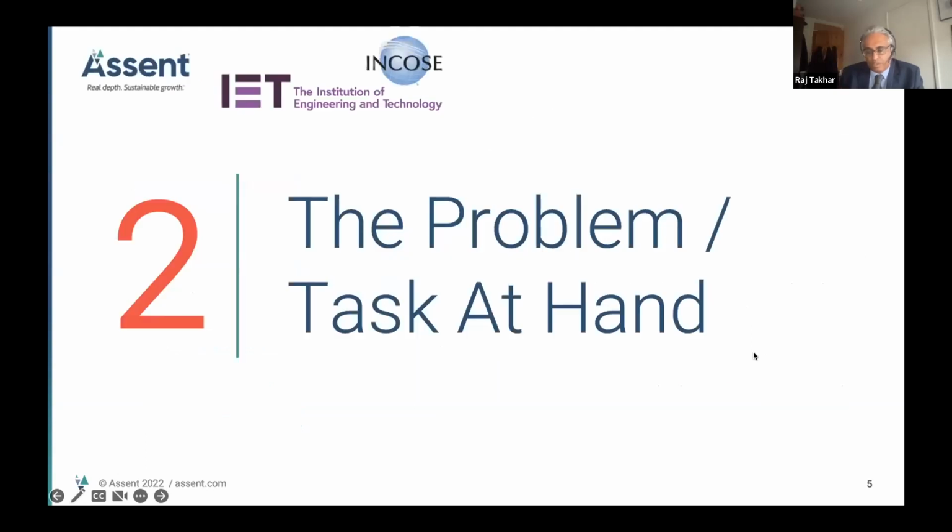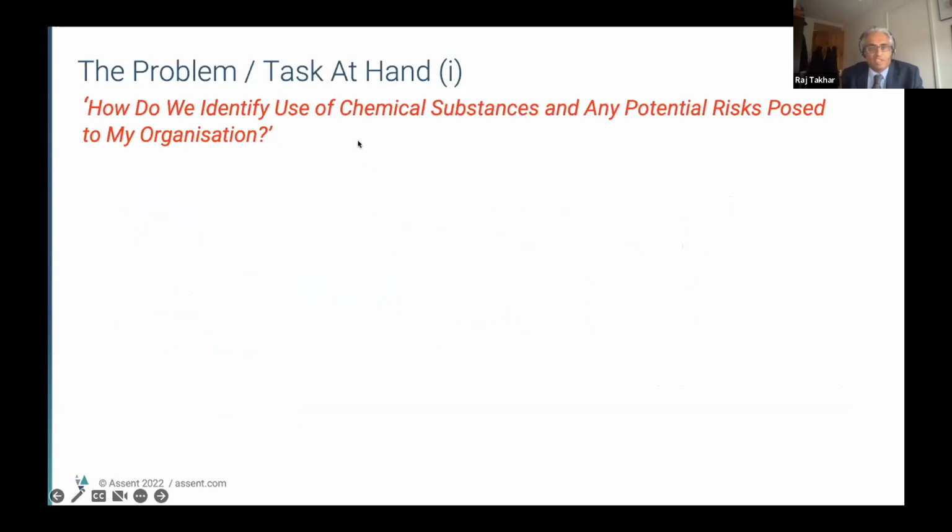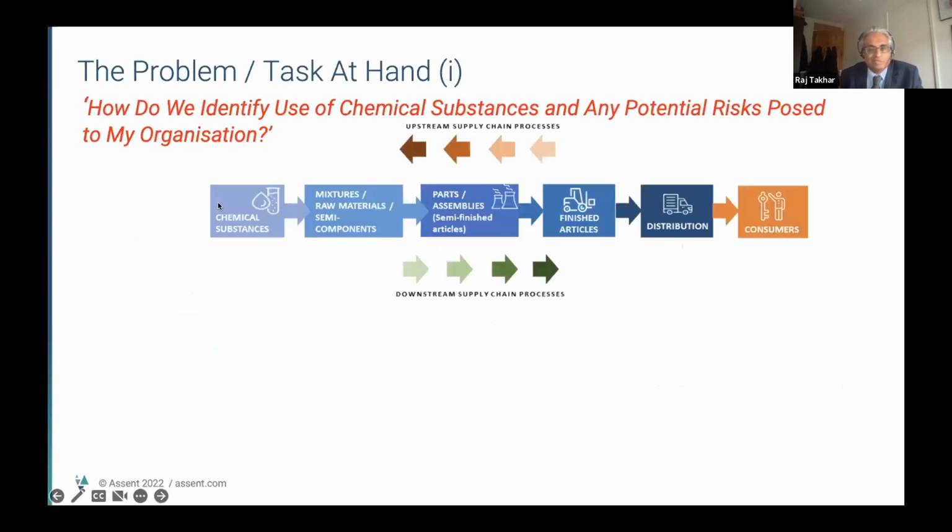So what I want to talk to you about is first, what's the problem that you're trying to identify, a risk or an issue that you want to programmatically solve with some basic system design concepts. What I'm presenting is a very simple concept: how do I identify chemical substances? Where are they and what risk do they pose to my organization?